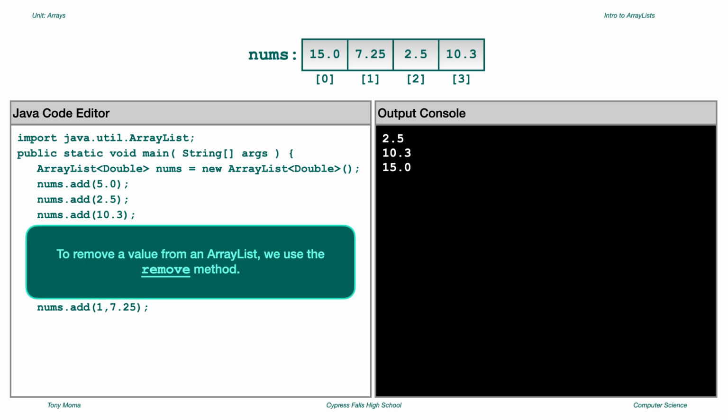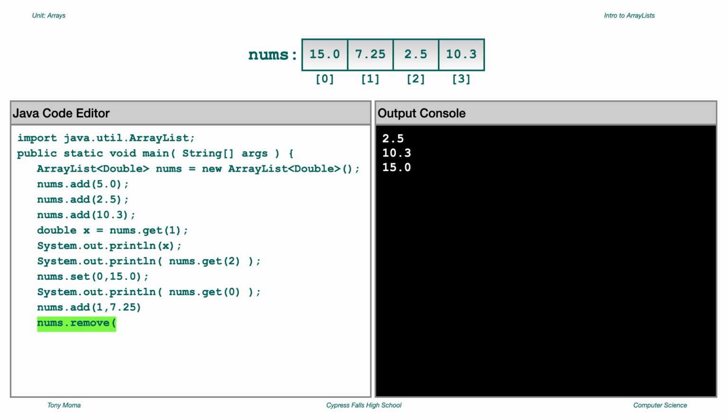To remove a value from an ArrayList, we use the remove method. For example, suppose I want to remove the first value in the ArrayList. I would first type nums.remove, nums of course being the name of the ArrayList and remove being the name of the method that I need. Then inside the parentheses, I need to type the index of the value I want removed, which in this case is 0 because I want to remove the first value in the ArrayList. When you remove a value from the ArrayList, what happens next is that each value after it moves up one spot.